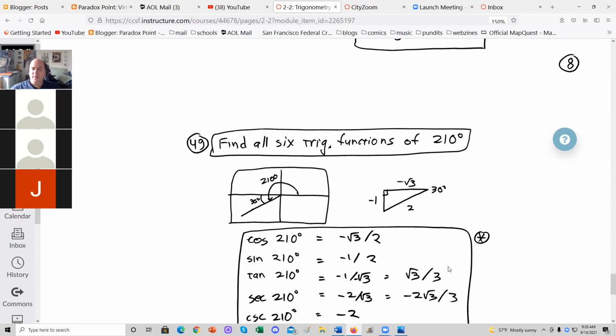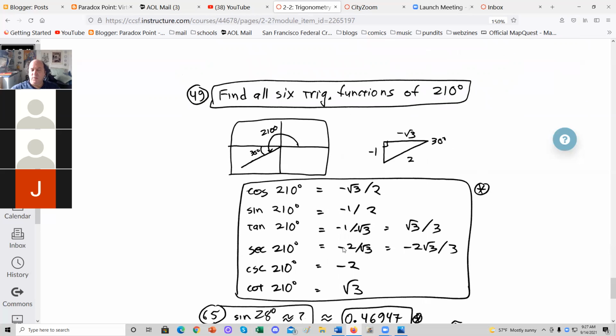Here we ask for all 6 trig functions of 210 degrees. 210 degrees is 30 degrees past 180. So you have a 30-degree angle here. And let's see, minus √3, down 1, out 2. And so cosine is minus √3 over 2. And secant is the reciprocal, -2 over √3, or -2√3 over 3.